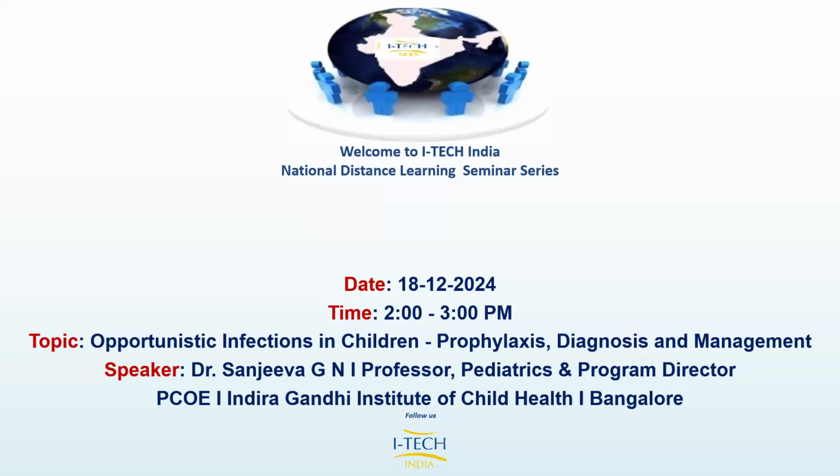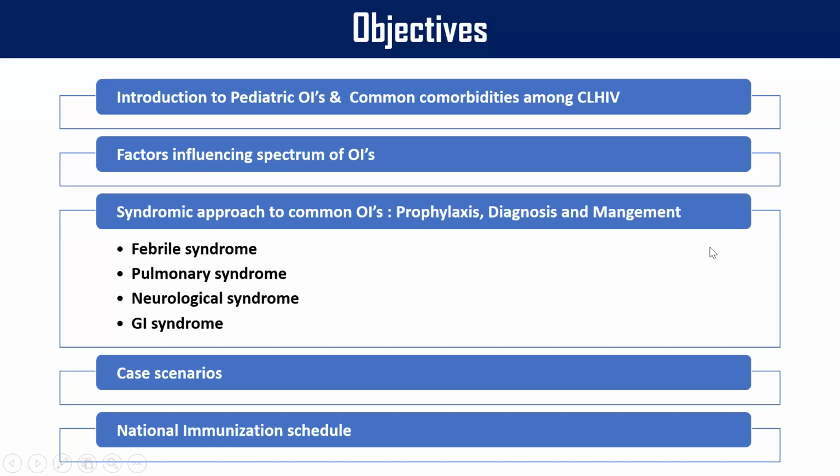Today I'm going to run through various aspects of opportunistic infection in children. We are going to have a small introduction on pediatric OIs and common comorbidity among children living with HIV, and what are the factors which influence the spectrum of OI you see in our clinical practice, and syndromic approach to common OI. Usually they don't come to you with a label.